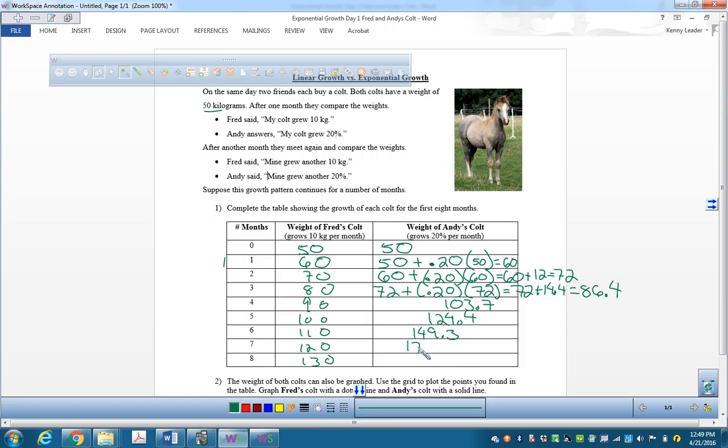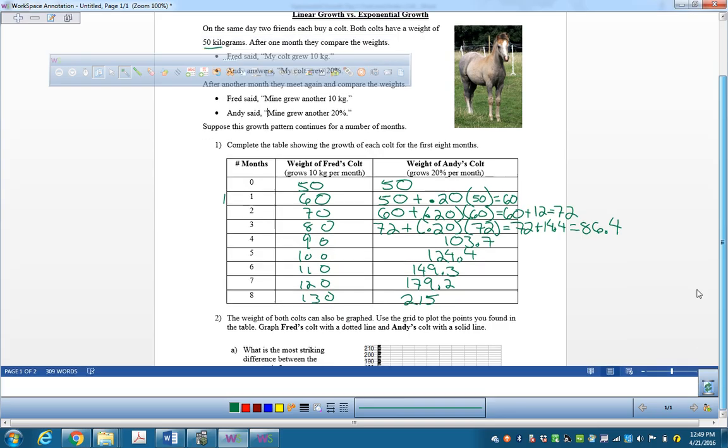Quinn, what do you get for the next one? 179. Very good. Close enough, 179.2. What do you get for the last one, Will? I got 209. That's not what they got. What do you get, Kaylee? I got 214. Yeah, they got about 215, somewhere around there, right? Did you guys get all that?